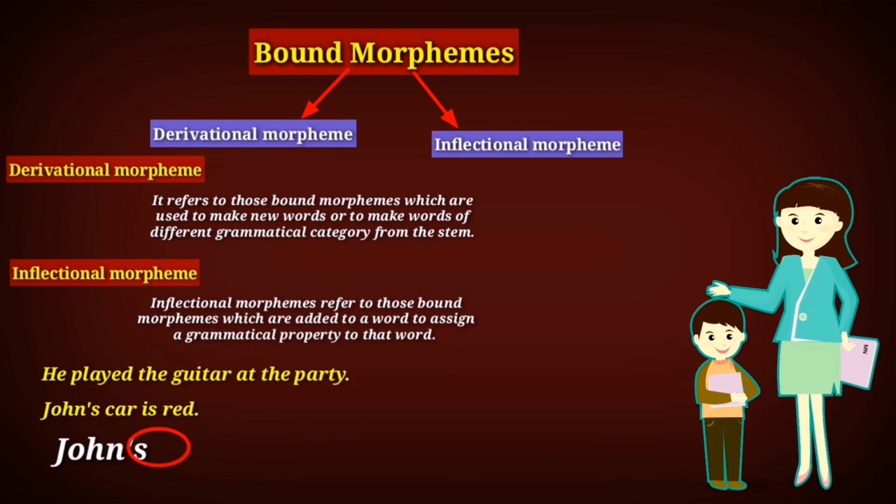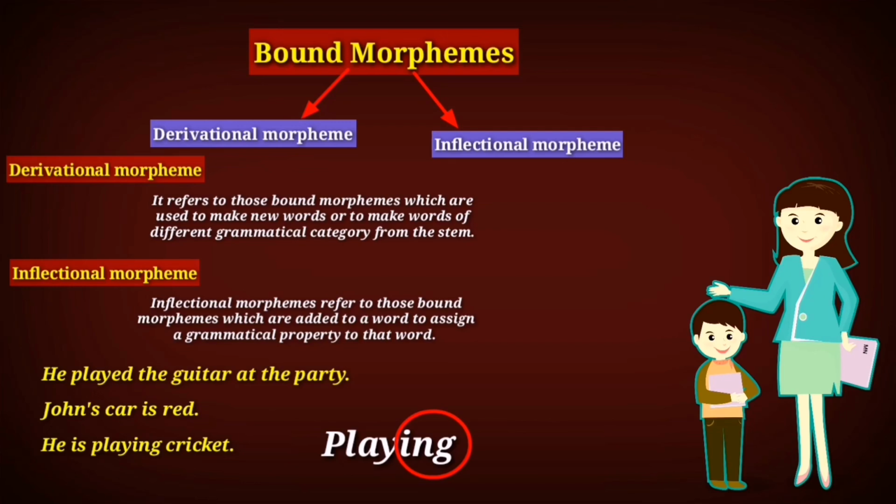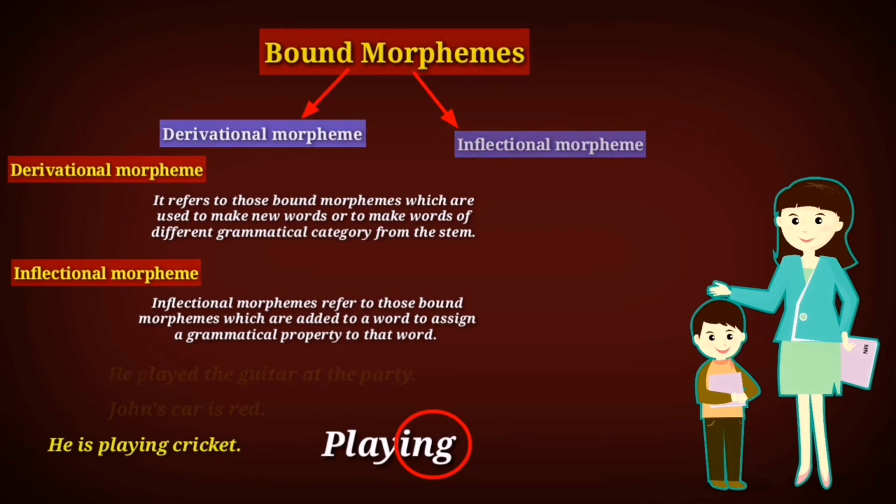And look at the third example. He is playing cricket. Here the word playing has an inflectional morpheme, that is ing, because it shows us continuity. So, in a derivational morpheme we came to know that it will change the part of speech of a verb, and here ing does not change the part of speech of a verb.